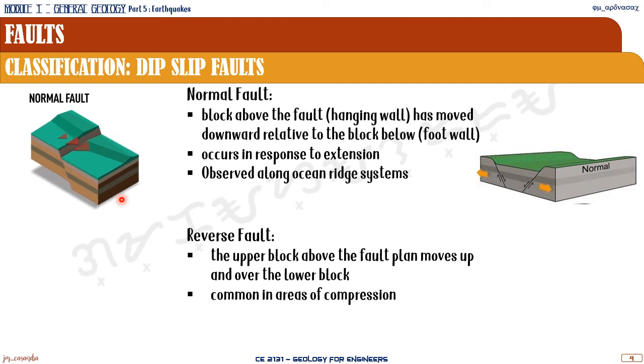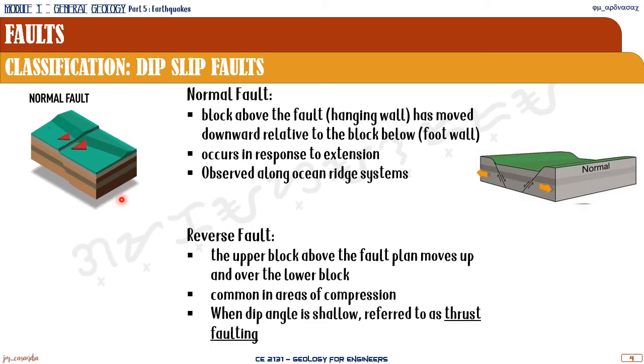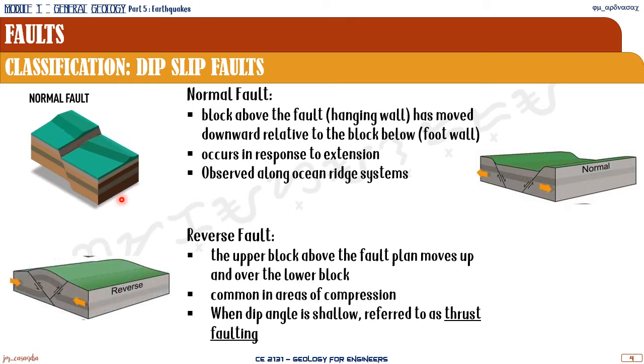If you could remember that in our Module 1 part 2. Okay, so when the dip angle between the two blocks or two plates is shallow, the reverse fault is referred to as a thrust faulting or a thrust fault. So this is a diagram of the reverse fault. So as you can see, the blocks beside your hanging wall are moving towards each other, thus compressing our hanging wall.